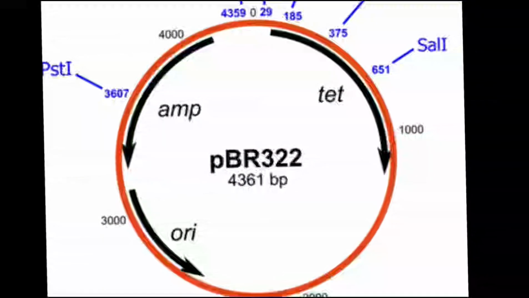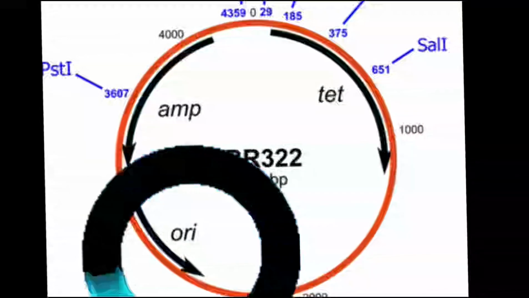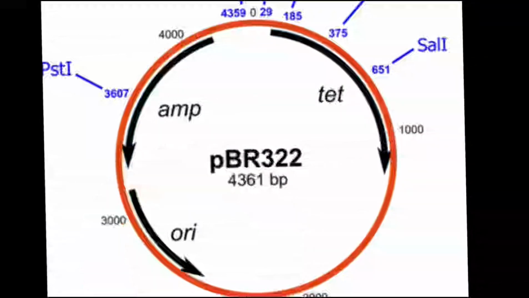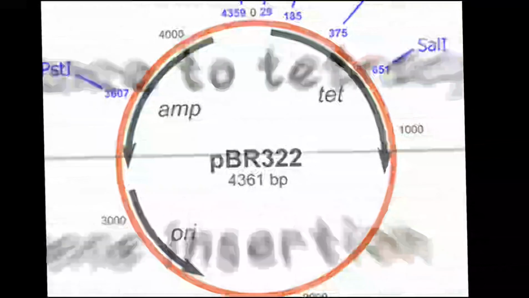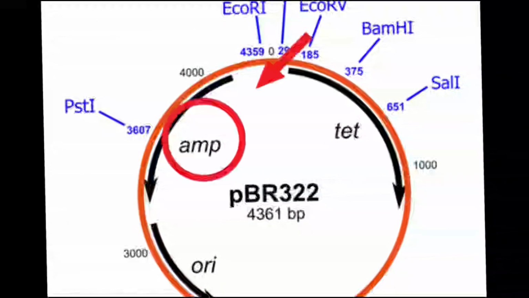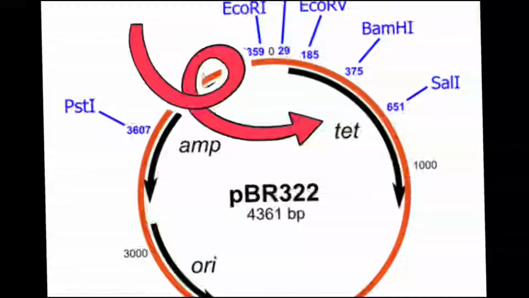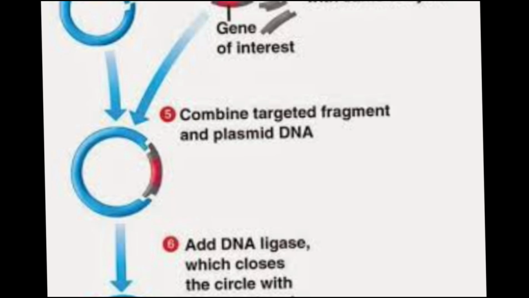There is an origin of replication. This is where the plasmid starts to copy itself inside the bacterial cell. It ensures the plasmid is replicated and passed on during cell division. Then ampicillin resistance. It provides resistance to the antibiotic ampicillin. Bacteria with this plasmid can grow on ampicillin containing media. It is used as a selectable marker. Tetracycline resistance provides resistance to tetracycline, and it is also used as a selectable marker.